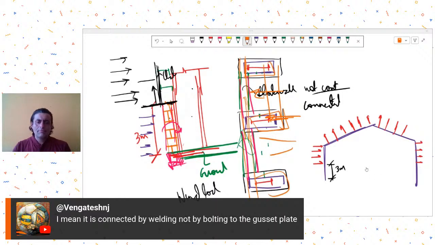So you could consider it as shear connection only for all practical purposes.